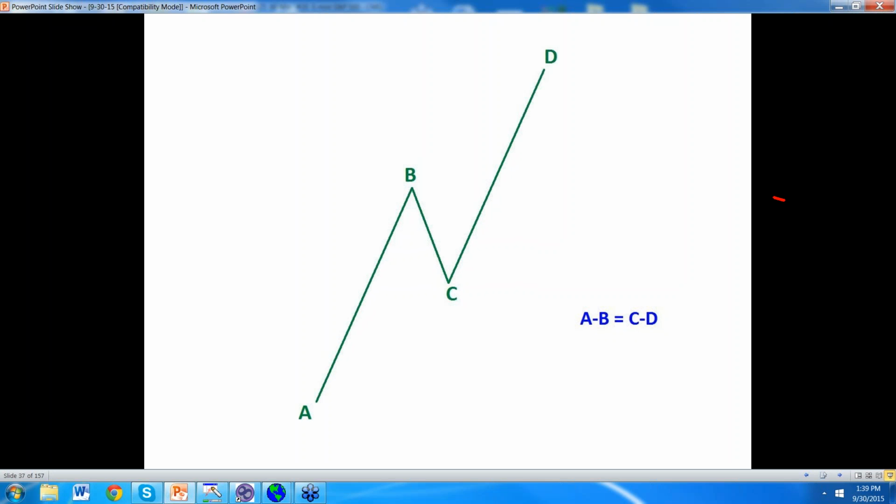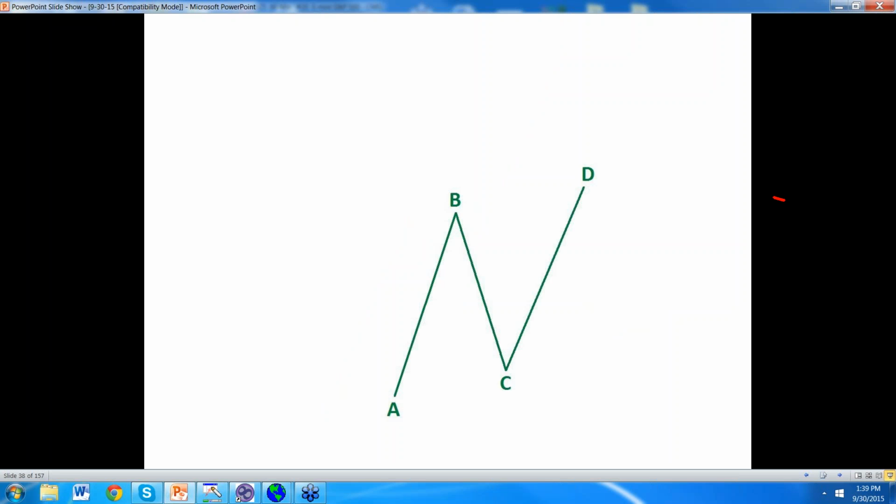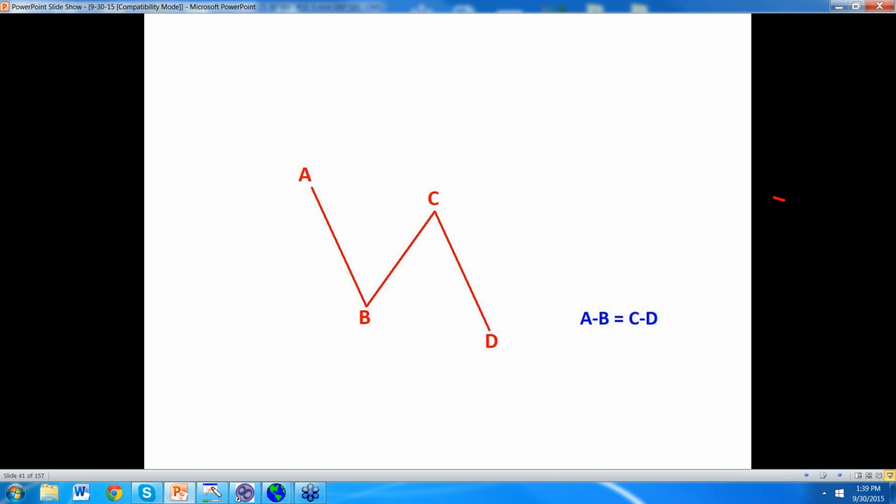Up there. So here we have a shallow retracement, and point D needs to be up there before it's all said and done, right? Or another way to look at it is, here's a deep retracement at point C, here's a shallow retracement at point C, point D needs to be up there. Going bearish, it's exactly the same thing.